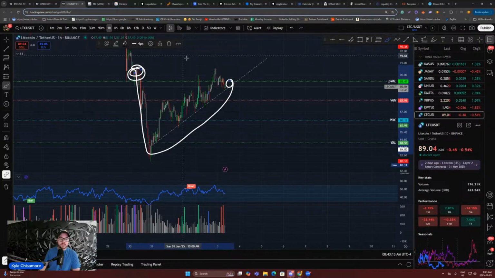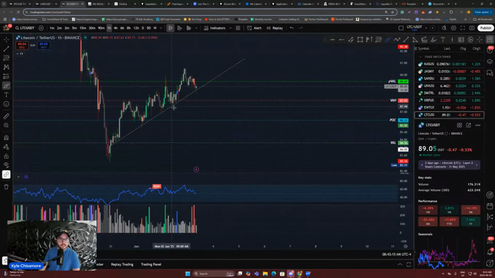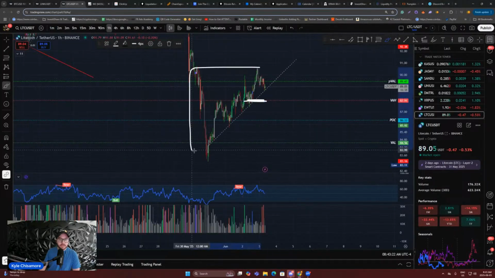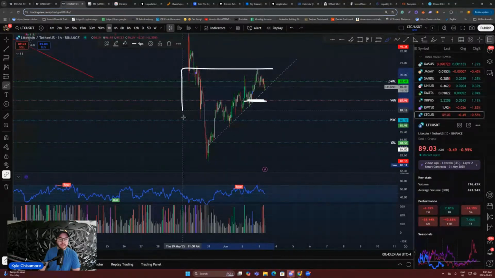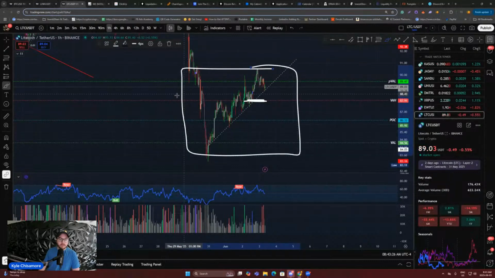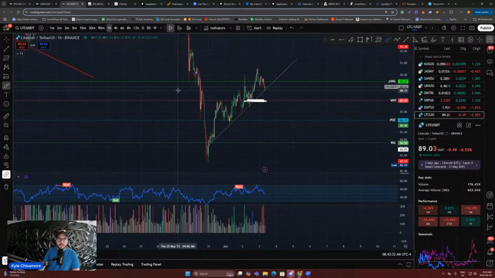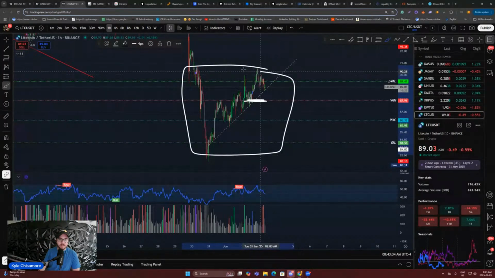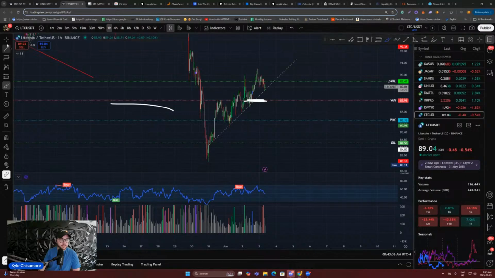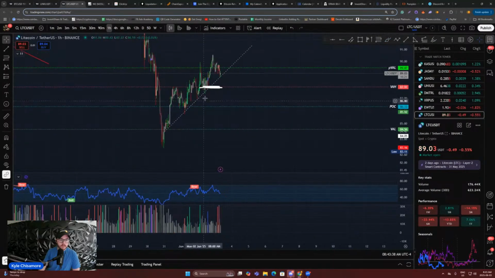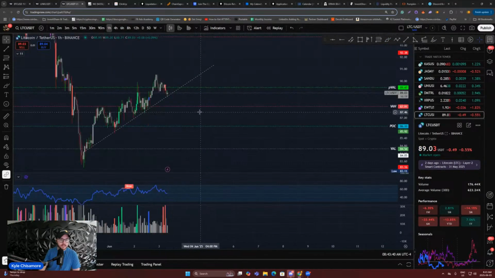But it becomes super reliable when we get the change of character occurrence right here. So if we break this level and we pull our fixed range during that moment, the value area data becomes a lot more dependable, seeing the value area low, POC, value area high being honored from the active price action instead of using the historical price action. But yeah, that's our current key level right now.